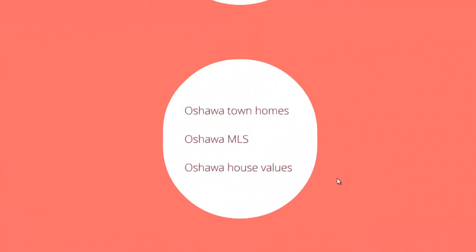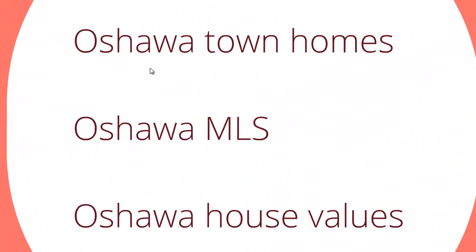What I want to caution is that when you do one at a time, Oshawa townhomes would be one. I'm not going to include the words Oshawa MLS or Oshawa house values in a campaign that talks about Oshawa townhomes. I know what they're looking for. They're looking for Oshawa townhomes. So when they click on this ad, I'm going to have them land directly on my page talking about Oshawa townhomes. You're going to increase the number of clicks, you're going to increase the happiness of the people who are there, and they're going to stick around on your site.